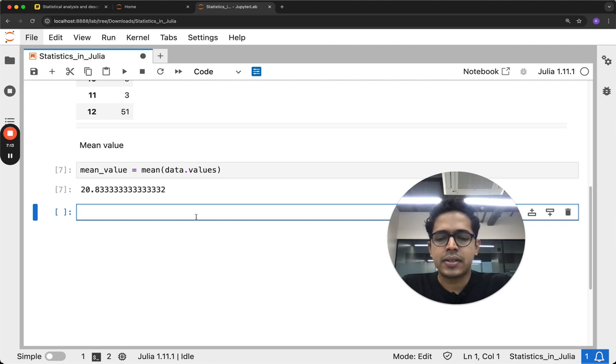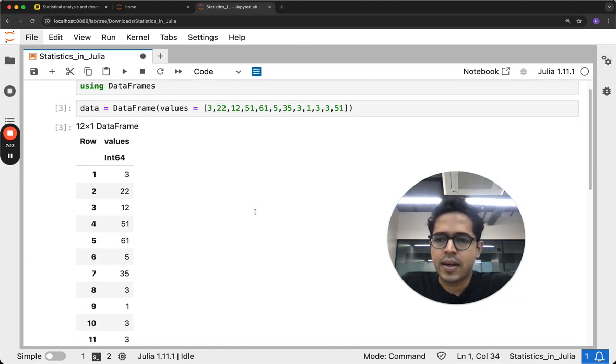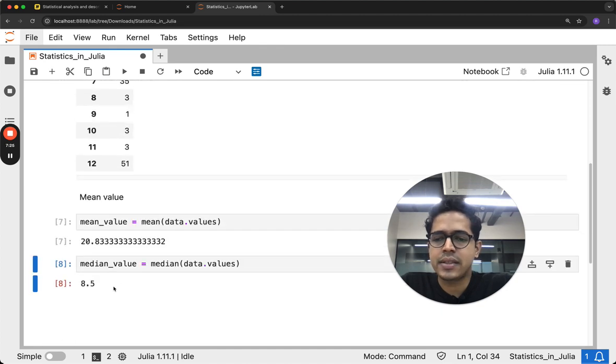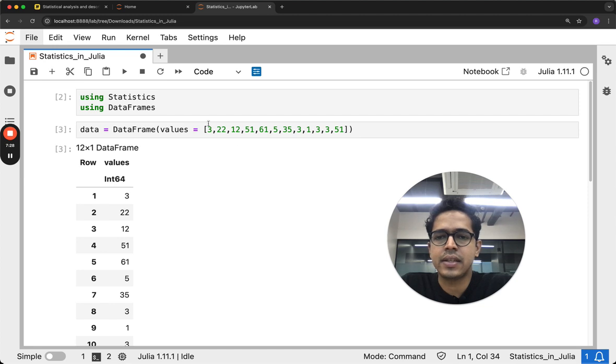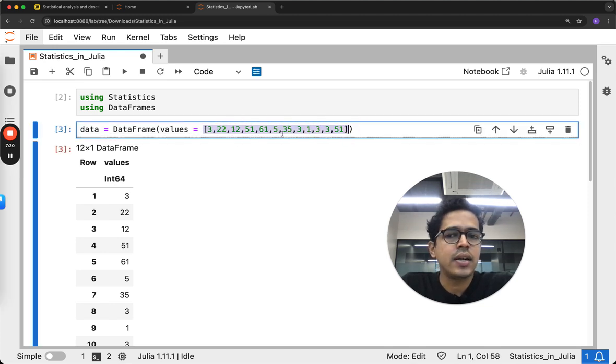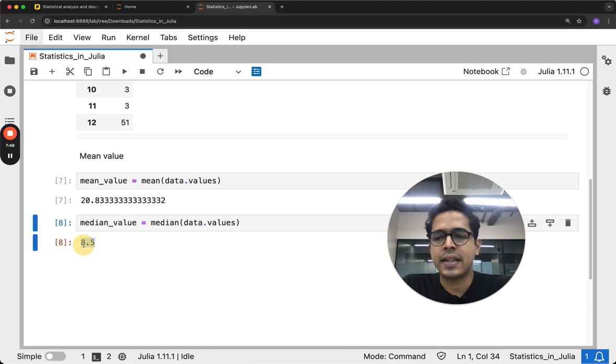So mean value is this, then median value equal to median of data.values. And the reason why here median is a number which is not present in this list of numbers is because there are 12 numbers here, which means the length of this set of numbers is even. So there is no clear midpoint. There will be two numbers in the middle if you arrange this in ascending or descending order, and this 8.5 is basically the average of those two.